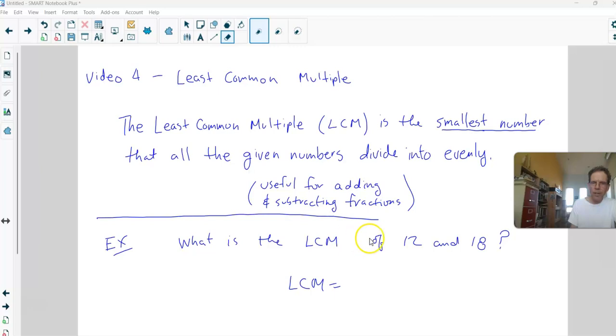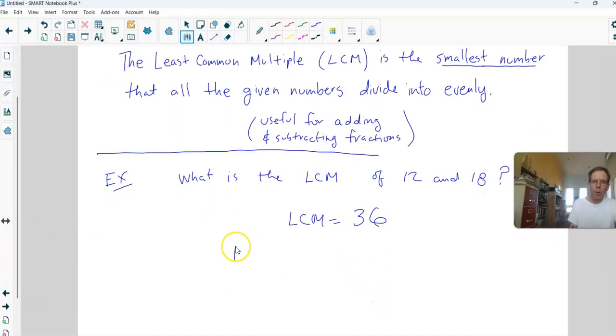All right. So what's the LCM of 12 and 18? I'll just give you the answer here. It happens to be 36. That's the smallest number that both, let's see, I'll write it down like this. So 36 is divisible by both 12 and 18. 12 goes into 36 3 times, and 18 goes into 36 twice. So 12 and 18 both divide evenly into 36. And it's the smallest number that they both divide into evenly.